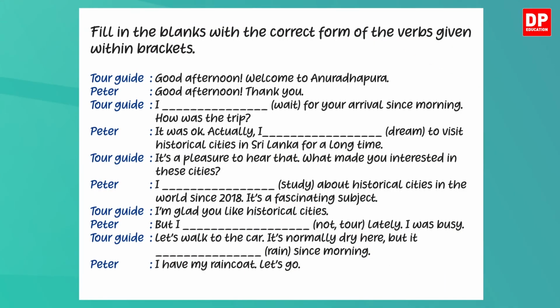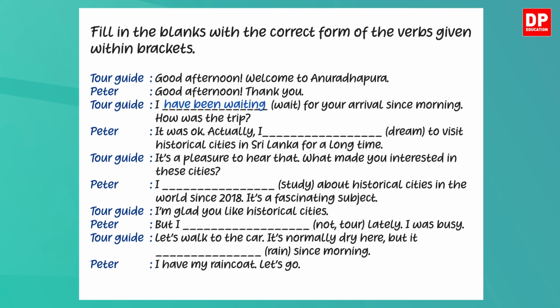Okay children, let's check your answers. Look at the first one. I blank wait for your arrival since morning. What is the correct form of the verb needed here? It should be present perfect continuous, as the guide has been waiting since morning. So you have to write have been waiting in the blank. So it should be I have been waiting for your arrival since morning.